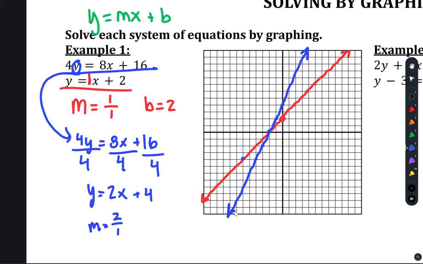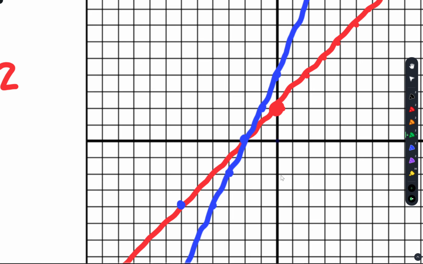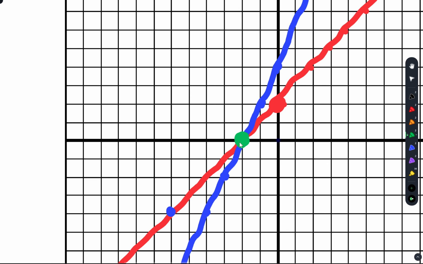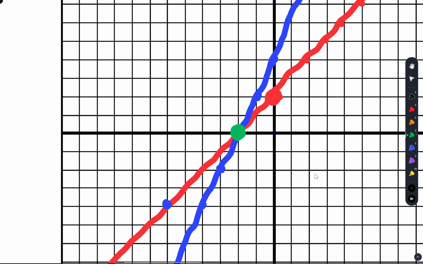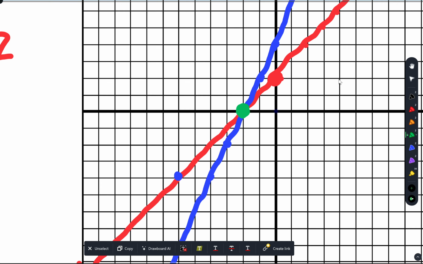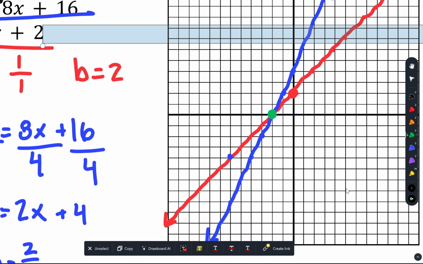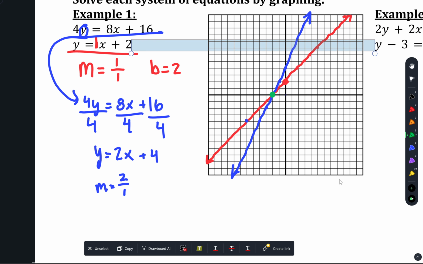Okay, so there's my lines. Hopefully, if you graph them nice enough, you should be able to see exactly where those 2 lines intersect. Can we see it? Mine might not be graphed nicely enough, but I can kind of make out that those 2 lines intersect at that point right there. So the solution to this system would be the coordinate -2, 0. Everybody okay with that? Can we go ahead and try example number 2?